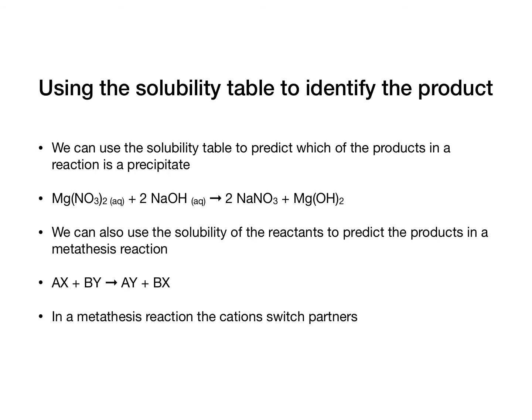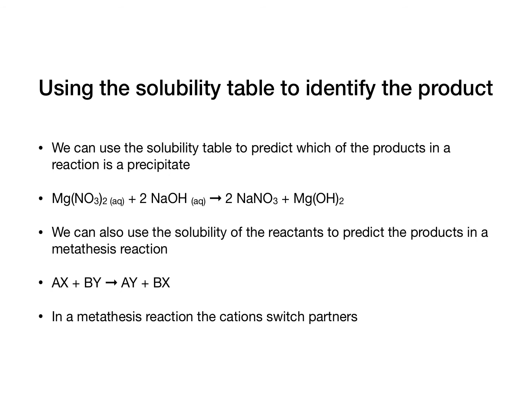So now that we're familiar with using the solubility table, we can identify the product in a reaction. So right now we're going to think about identifying a product. In a moment, we're going to start to be able to predict what the products are. So if we mix together magnesium nitrate and sodium hydroxide, what we'll see in a very short moment is that the cations change partners. So the magnesium is going to hang out with the hydroxide and the sodium will make a compound with the nitrate molecule.